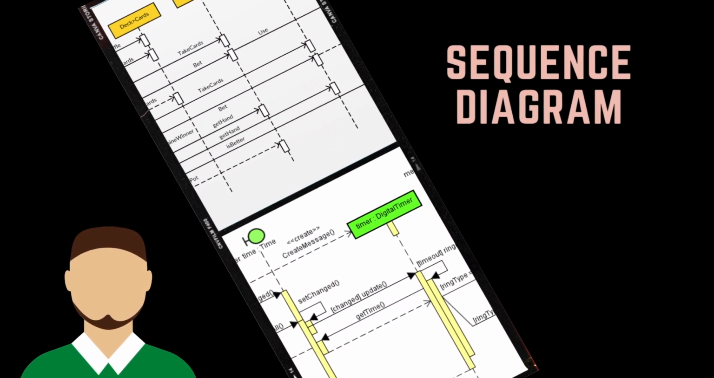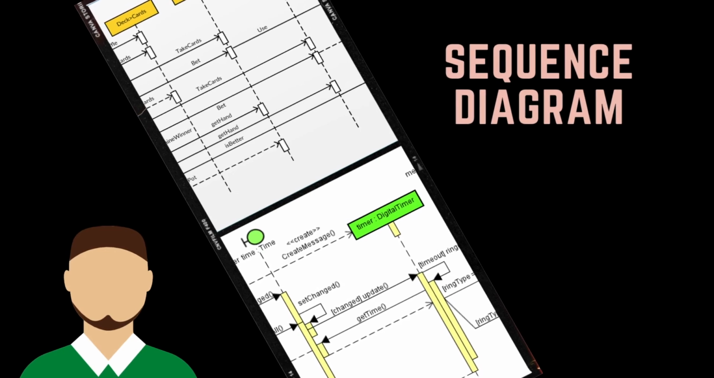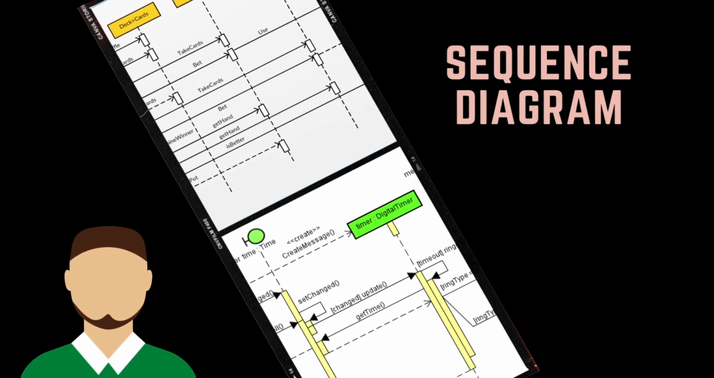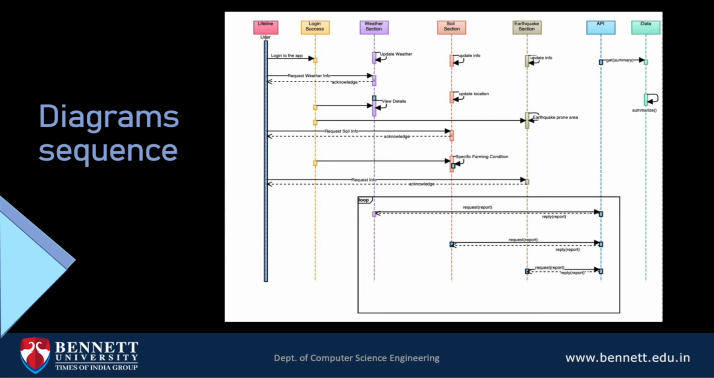Coming on to the sequence diagram, as we can see, there is one user, which is the actor. Then we have objects having different timelines which are placed parallelly. The weather section, the soil section, and the earthquake section are three objects that have reflexive messages, namely update weather, update info in the location, and update info in the earthquake section.